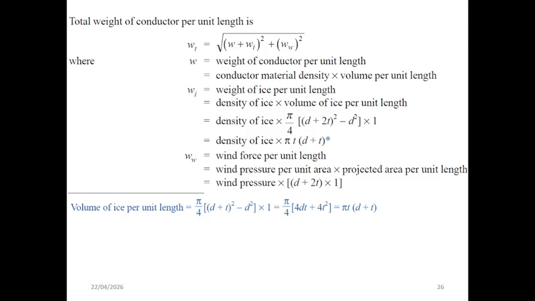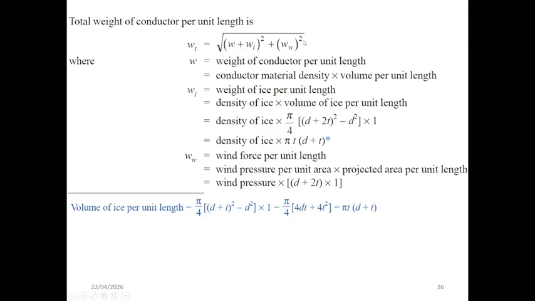Okay, this slide presents the mathematical formulation for calculating the total effective weight of the conductor per unit length when both ice and wind loads are present. Unlike the ideal case, here we must consider the combined effect of vertical and horizontal forces. The total load WT can be obtained as a vector sum of these components, which leads to this expression: square root of (w plus wi) power 2 plus ww power 2.